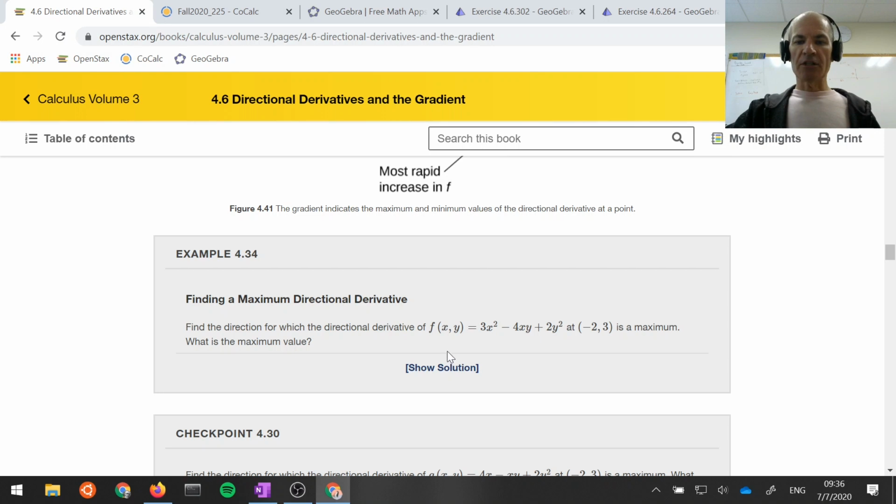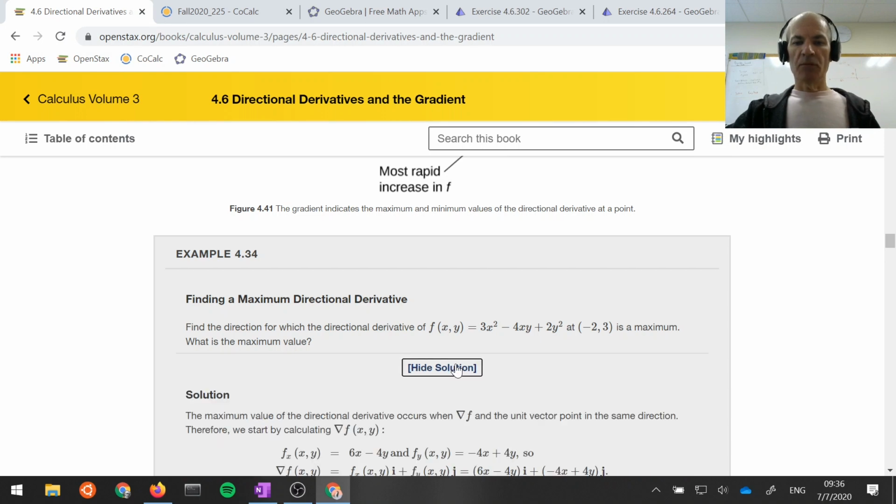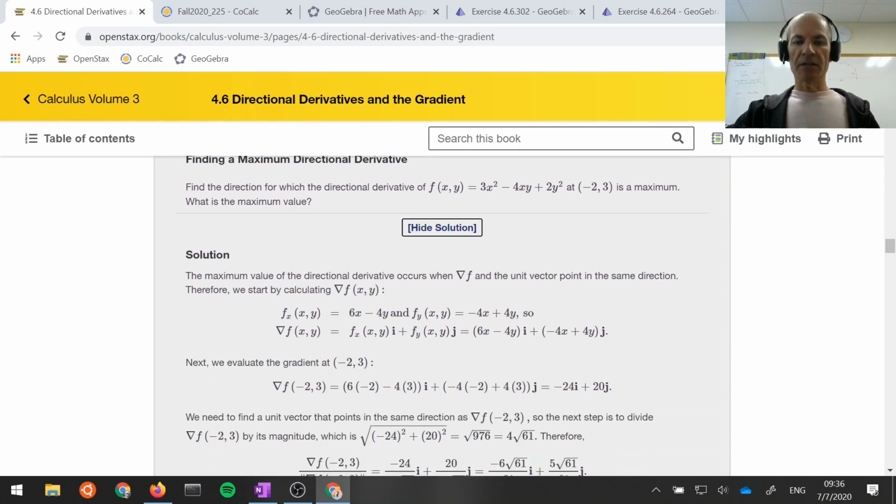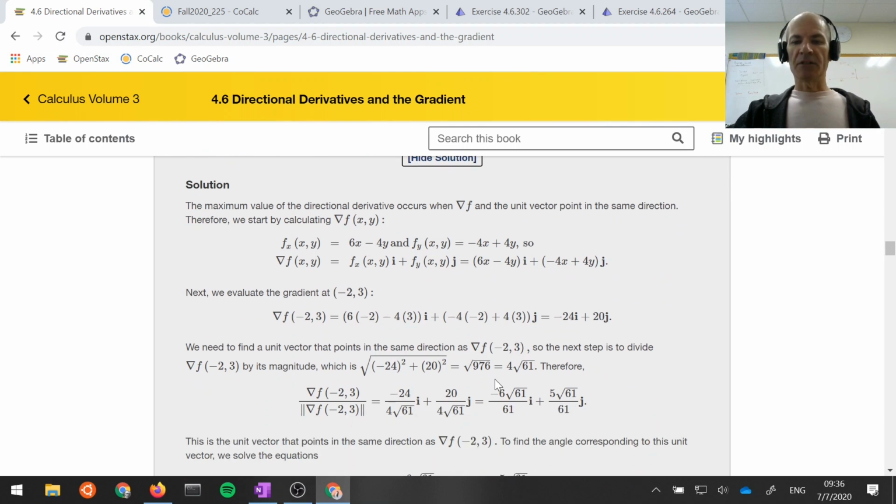Finding the maximum directional derivative really just involves computing the gradient. Here we have the gradient at the point -2, 3, and then computing the magnitude of that gradient.